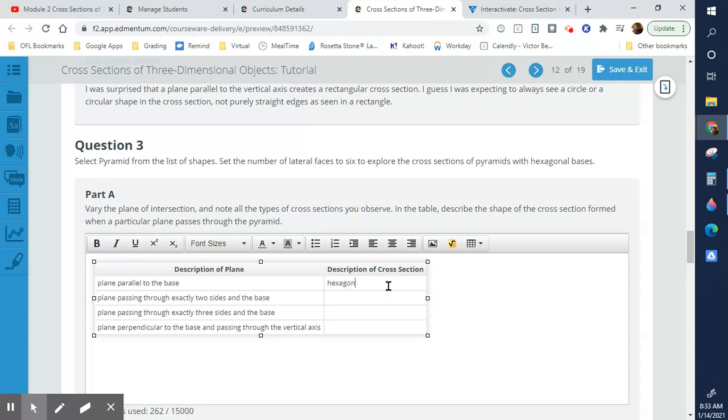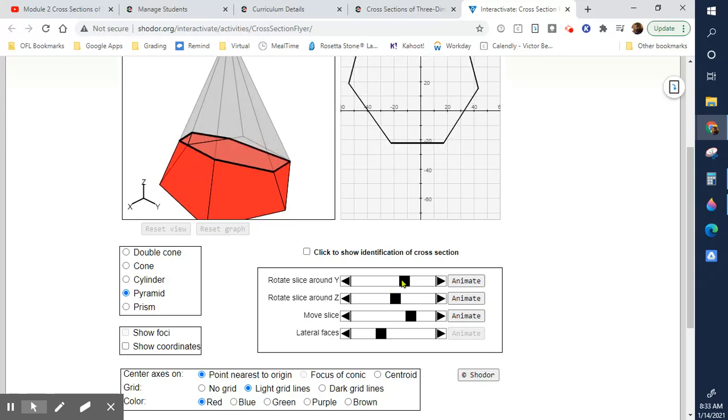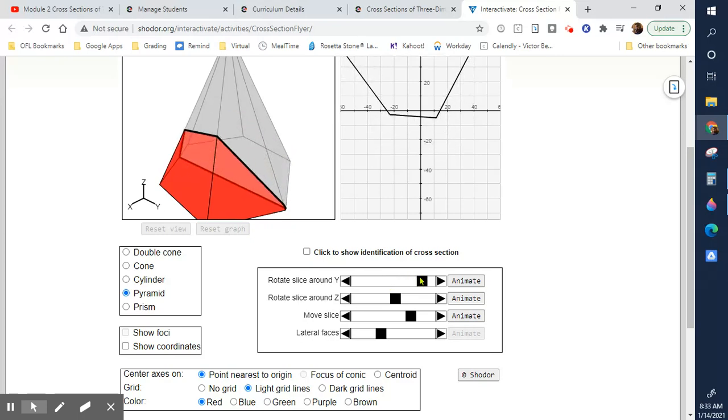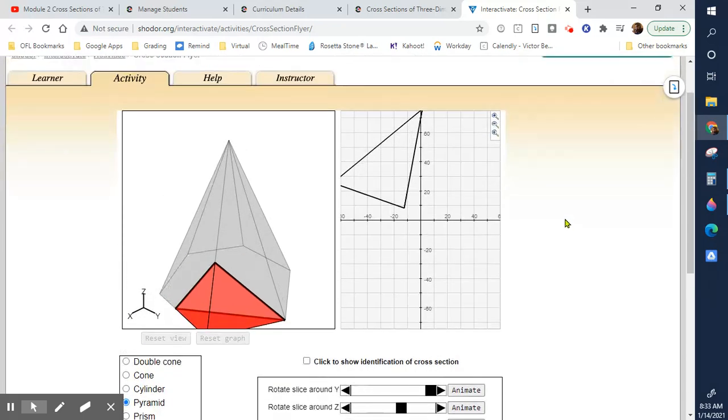Plane passing through exactly 2 sides and the base. Okay, so we want it through only 2 sides. So let me angle this. That's going through 3, so I'm going to want to rotate this. Let me move this down a little. There we go. If we do that, we see that it's a triangle, which makes sense because, well, if it has 3 sides, it's a triangle. So I'm just going to say triangle here.